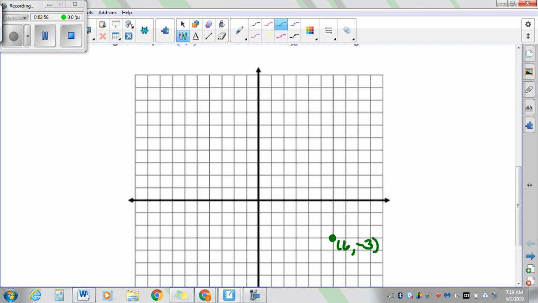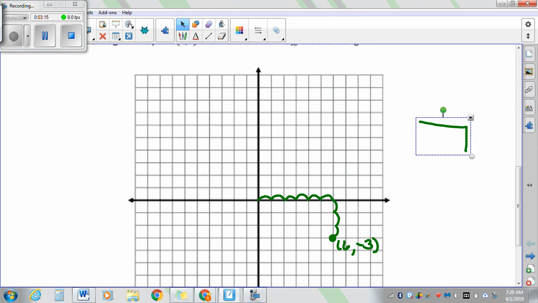And here's what I'm going to do. I am going to draw this, count it out. 1, 2, 3, 4, 5, 6. 1, 2, 3. And see how it made this little L shape? So I'm just going to draw this little L right here. And then here's what we're literally doing. We are spinning it counterclockwise one time. 90 degrees is one time.